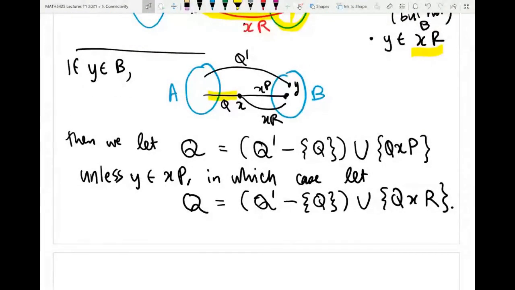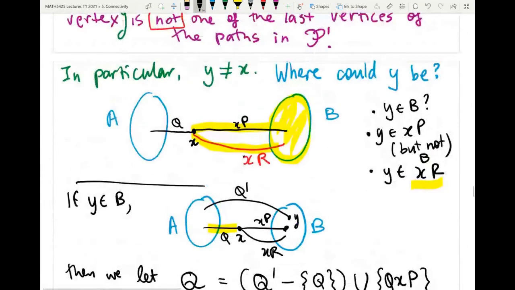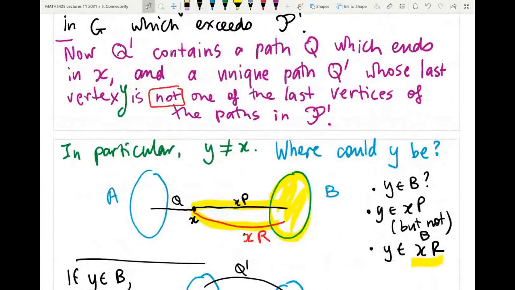QXP is the P that we started with from before, that's right. So X belonged to a path P in the original set of paths, and that's what we're grabbing. Okay, Q originally is the path in curly Q primed that ends in X. So it's from the new curly Q primed and it stops in the wrong place, so we need to sort of extend it.